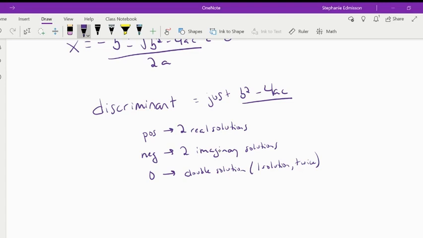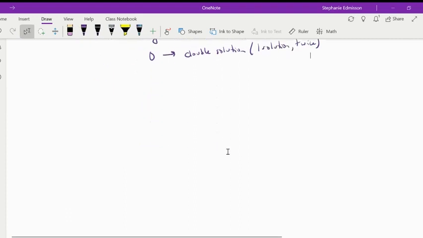Positive means two real solutions. That means it crosses the x-axis twice. Negative, it's two imaginary solutions. This means that our graph never crosses the x-axis, but if we were to look at the reflection of our graph, where the reflection crossed the x-axis would be at those imaginary solutions. And 0, double solution, or one solution twice, it's going to touch the x-axis at this point, but it's not going to cross. Okay, so that's what all this means. We're going to look at 4 examples to help us understand the discriminant.